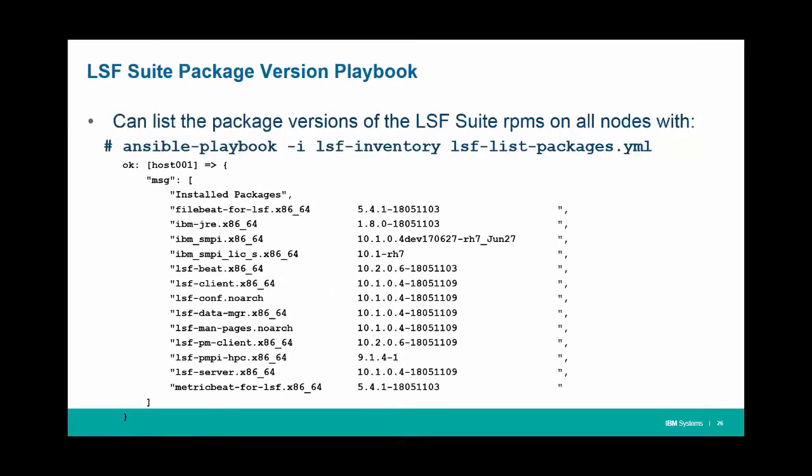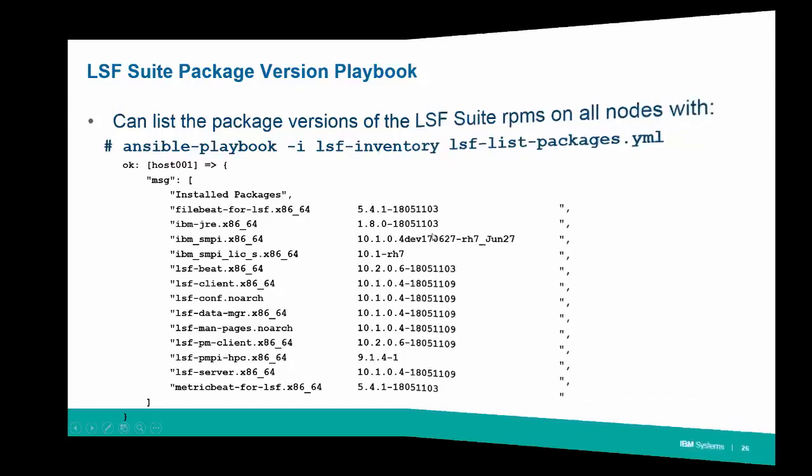Another thing that's included, we have a playbook that will list the versions of all of the packages on the machines. So you can use this to quickly check what versions of which RPMs I have installed on all of my hosts. So you run the Ansible playbook -i LSF inventory, and then the playbook name is LSF list packages. It will run, and for each machine in the cluster, say for example here I have host 001, it gives me the list of all of the installed packages, and I can take a look and see which versions I have there.